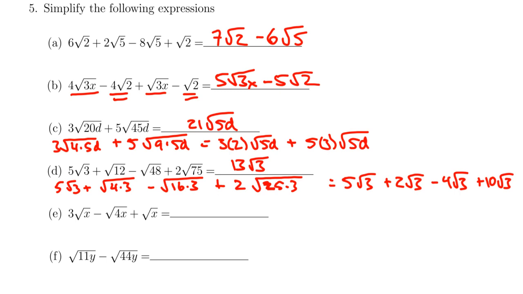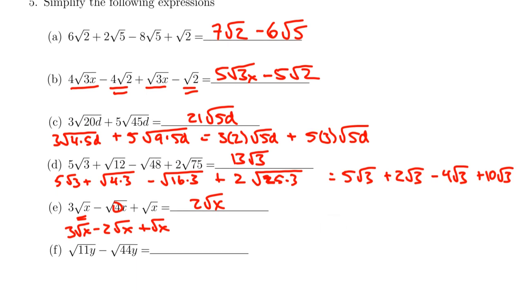For this next one, we've got 3 root x minus the square root of 4x plus root x. Well, that square root of 4x, I've got that square root of 4 in there. I can take that out, and it becomes 2 root x plus root x. And now they're basically all the same. 3 root x's minus 2 root x's is 1 root x. Plus another root x is going to give me 2 root x's.